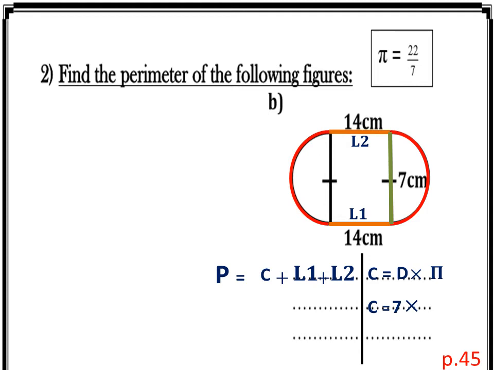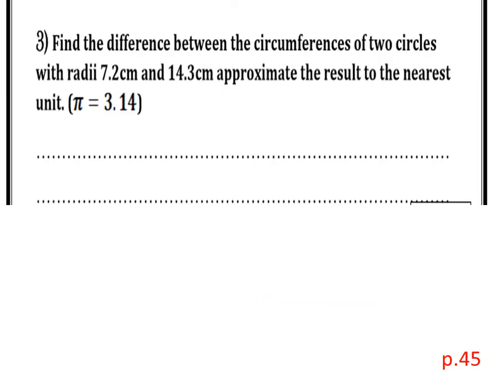Do we need to find the half the circle? No, we don't need. We need all the circumference. So P equals 22, the circumference, plus line 1, 14, plus line 2 is 14. So equals 50 centimeters when we put it on the calculator.